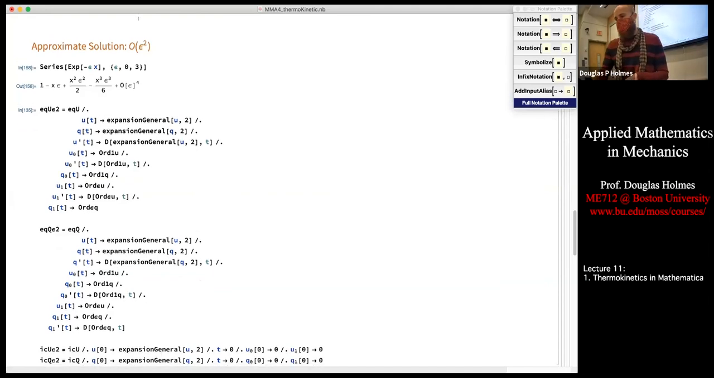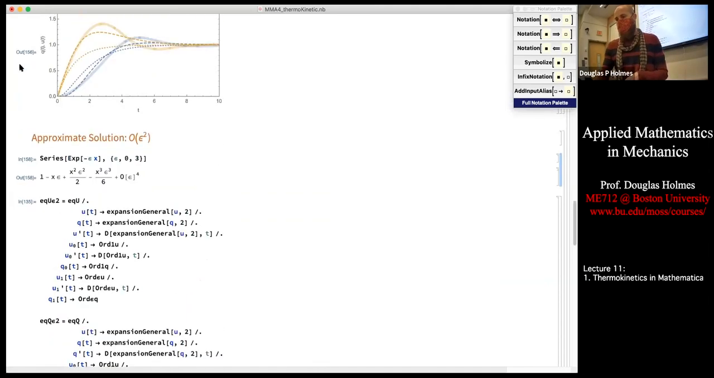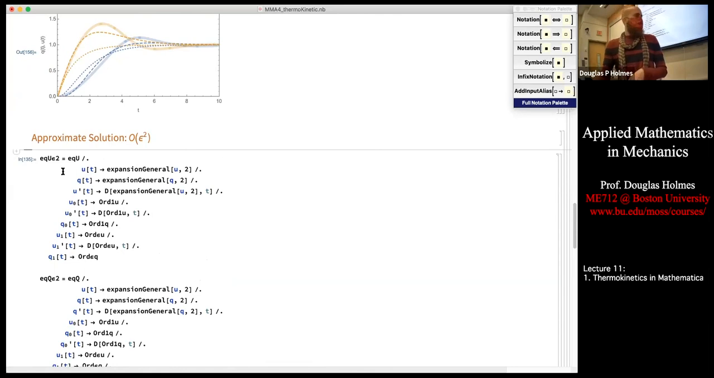Yeah, thank you. It makes sense. I guess also my second general question, this might just be preference. Why solve this with Mathematica instead of MATLAB? Yeah, sure.